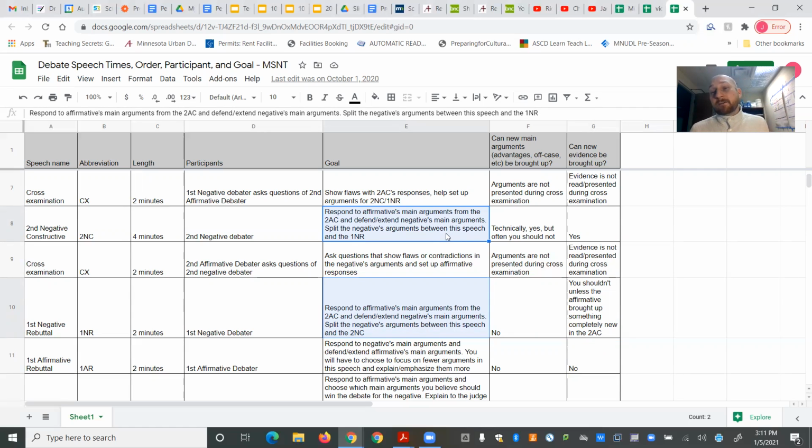If you're novice, junior varsity, or varsity, generally what you want to do in the block is to split it up so that one of you will take the case arguments, the arguments about the plan, and the other one will take the off-case arguments, like the disadvantage, counterplan, or critique. So that way you have a really solid split between who's making what arguments, and it can be really clear to the judge that they're two different things.